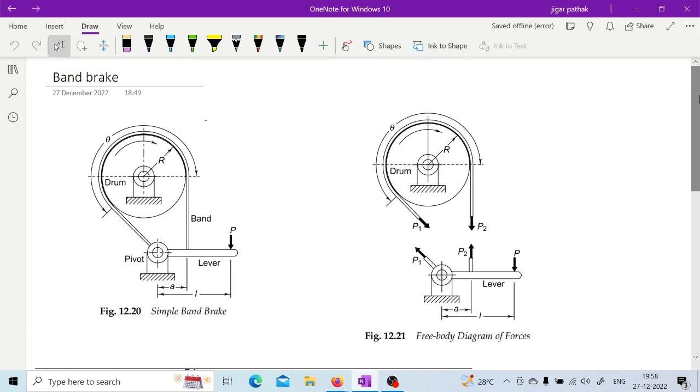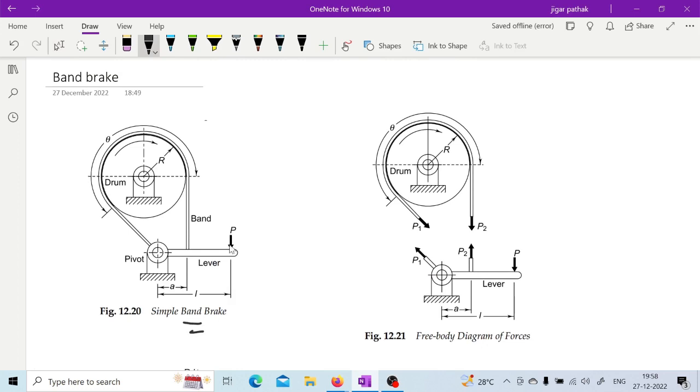In the band brake, you have this construction as mentioned here. The load is applied, and you will have a band which is wrapping the drum. So you will have a tight side and slack side, as you know in belt drives. If you draw the free body diagram of forces acting, there will be this kind of forces acting on this particular lever as mentioned here.